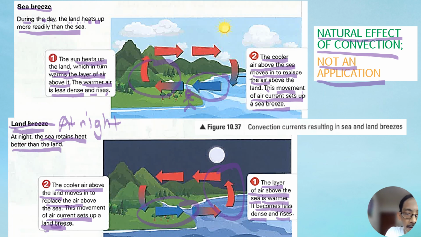Same thing. If you draw a man standing in the part here, you will feel that the air or wind is blowing from the land side out towards the sea. So this is a natural effect, not an application of convection. But I hope that lets you understand how convection is able to make us know what a sea breeze and a land breeze are. All right, see you in the next slide.